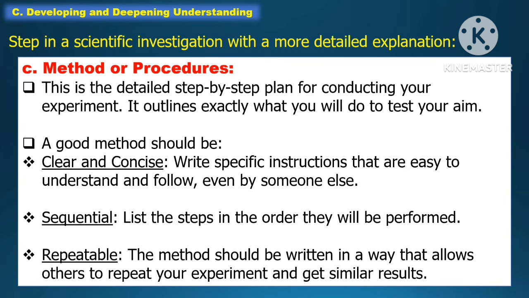Another step of scientific investigation is the method or the procedures. This is the detailed step-by-step plan for conducting your experiment. It outlines exactly what you will do to test your aim. So a good method should be clear and concise. So write specific instructions that are easy to understand and follow even by someone else.